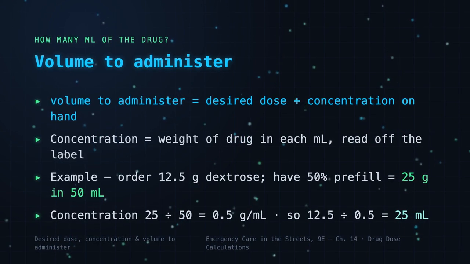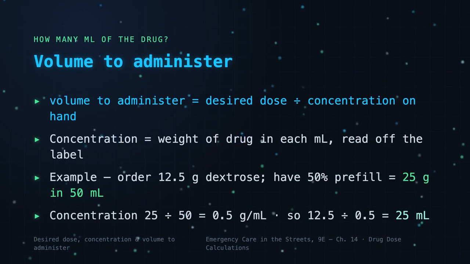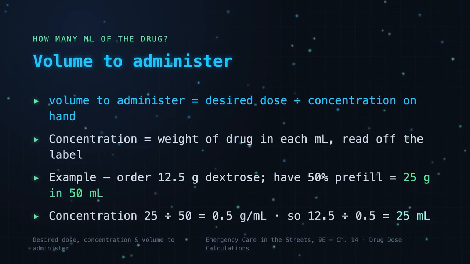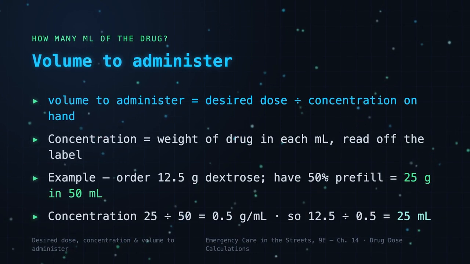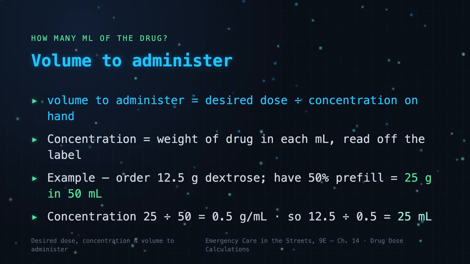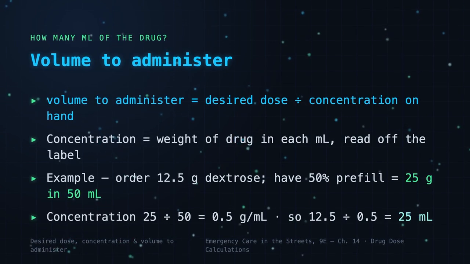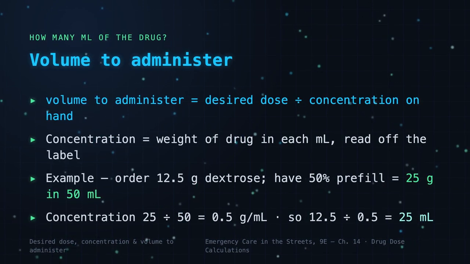Example, your protocol says 12.5 grams of dextrose for hypoglycemia, and you have a 50% vial, 25 grams in 50 milliliters. Concentration is 25 divided by 50, which is 0.5 grams per milliliter. So 12.5 divided by 0.5 is 25 milliliters. Always check your units match, dose over concentration, and the volume falls right out.